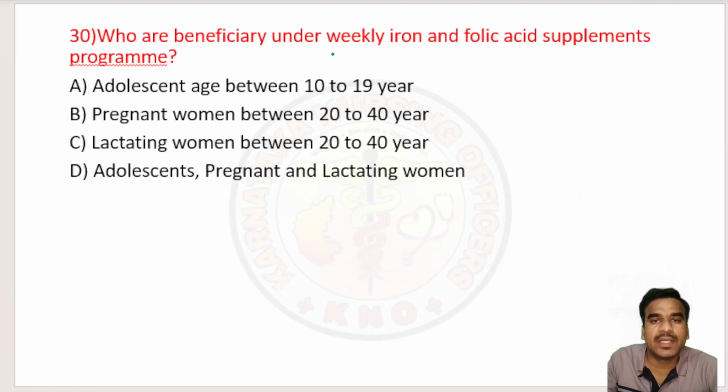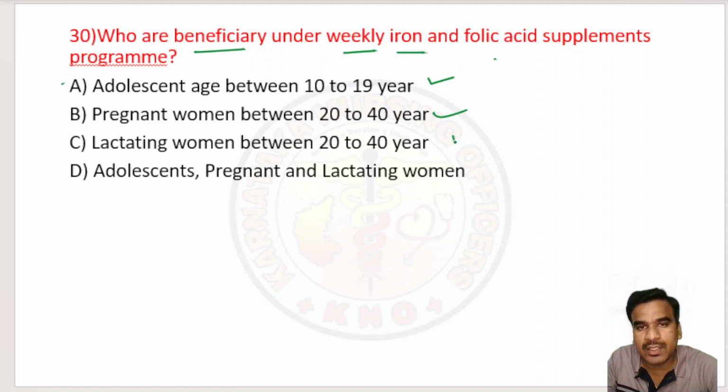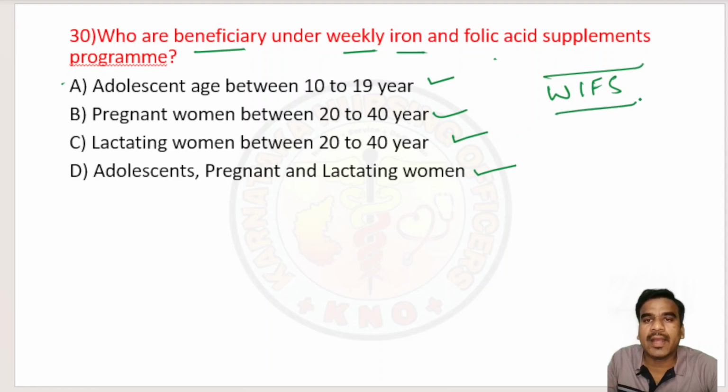Who are the beneficiaries under the Weekly Iron and Folic Acid Supplementation program? Option A is adolescents aged between 10 to 19 years, then pregnant women between 20 to 40 years, then lactating women between 20 to 40 years, and then adolescents, pregnant and lactating women. We can see that for WIFS, option A is right: adolescents aged 10 to 19 years. This is the program.